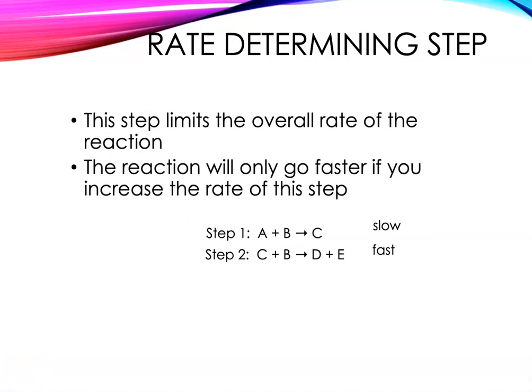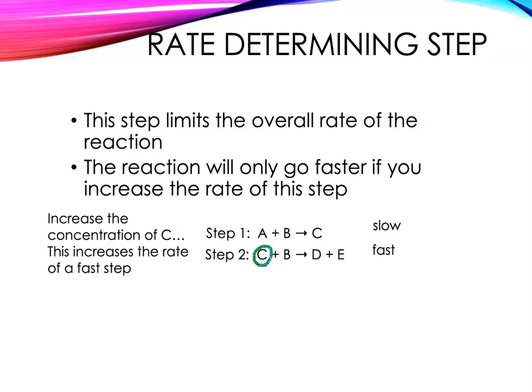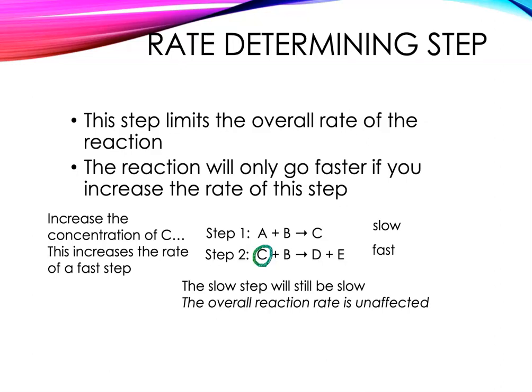However, what if I were to change the concentration of C? What if I put more C into the reaction mixture? All right, so now there'll be more collisions between C and B, and the fast step would get faster, but the fast step is already fast. And the slow step is still going to be occurring at its pokey old pace. So the overall reaction rate won't really be affected because my slow step is still slow.